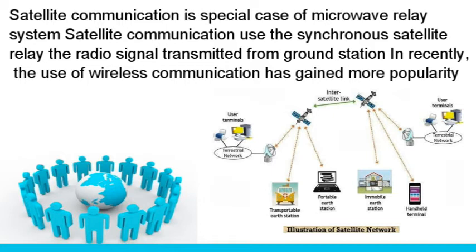Satellite communication uses a synchronous satellite to relay the radio signal transmitted from a ground station. Basically, whatever is taken from the ground, it will transmit. The use of wireless communication has gained popularity due to these things. With the traditional fixed wire terrestrial network, satellite, microwave communications and other things, it provides voice, fax, data and video services as well as email, file transfer, etc.